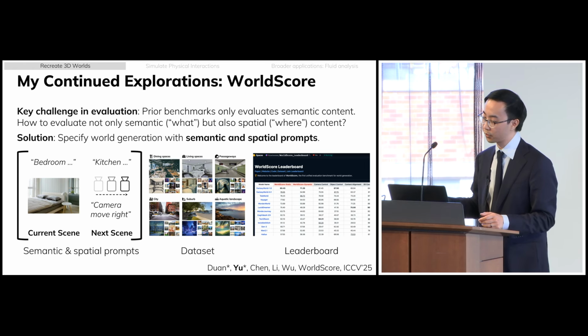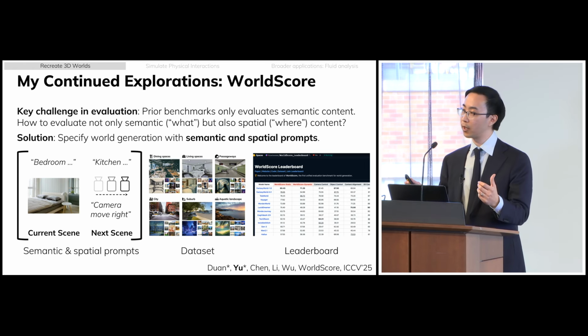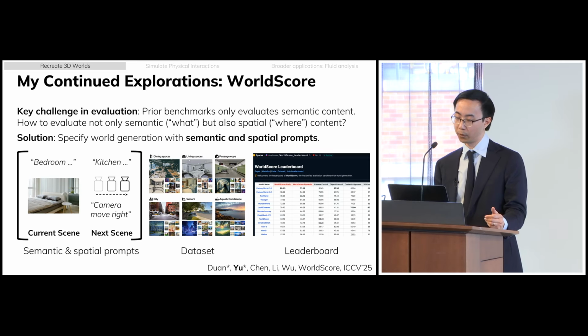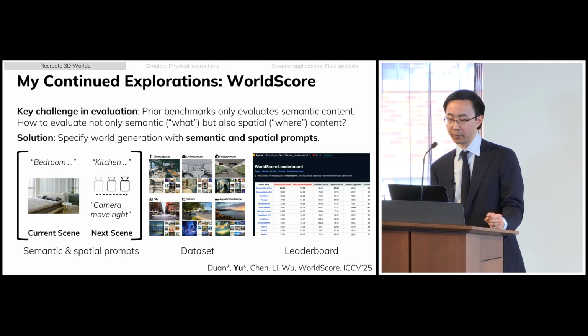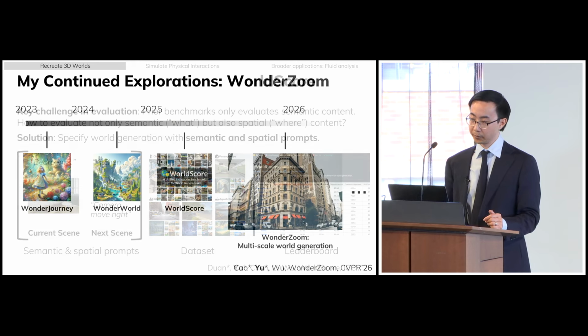Technically, it is camera trajectory, so that we can specify spatial content in the world generation task. We also curate a large dataset, and we maintain a leaderboard so that World Score can serve as a practical tool that everyone working on world models can use.